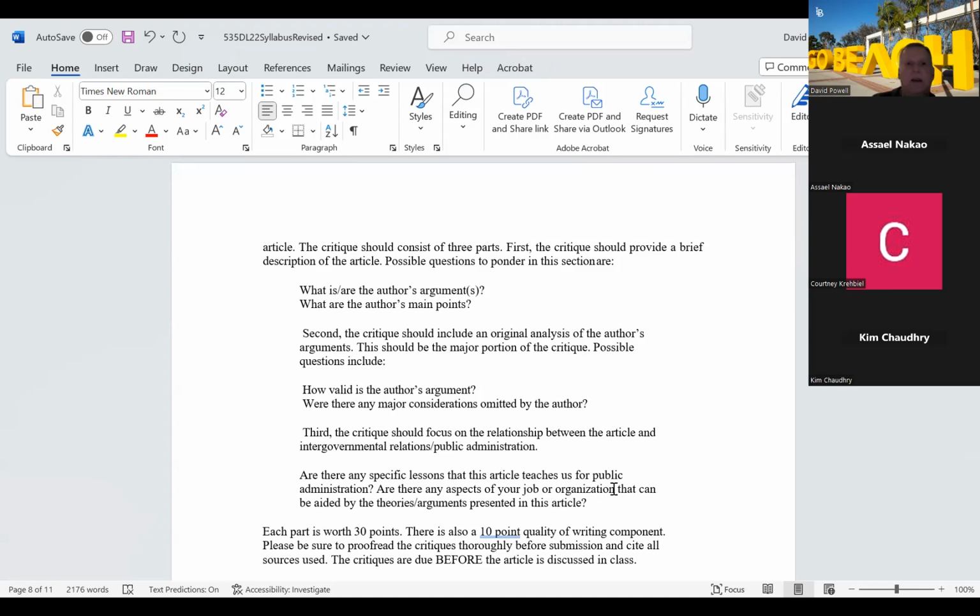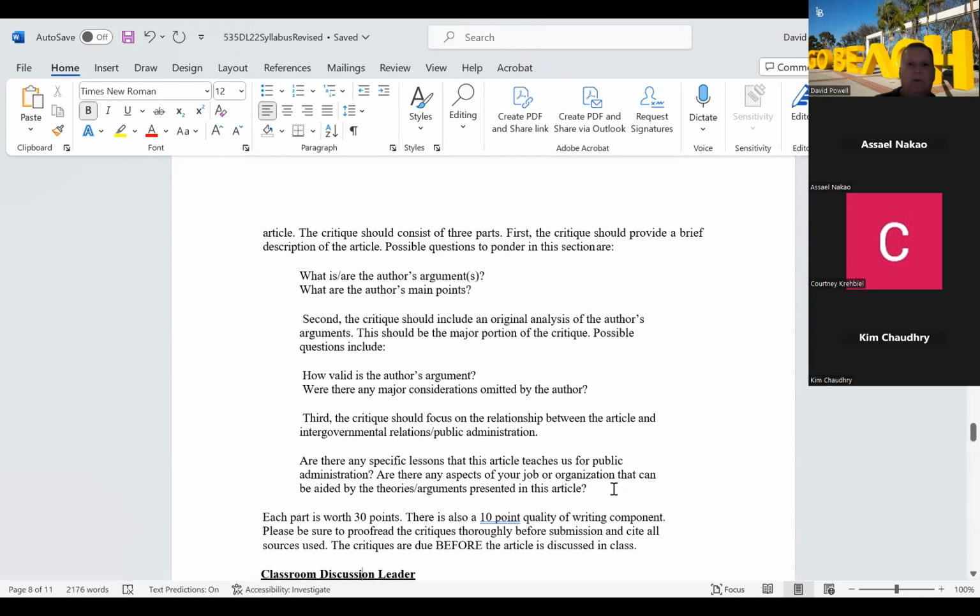Then the third part of the critique, you're going to be relating the article to intergovernmental relations and public administration. Are there any specific lessons the article teaches us for public administration, any aspects of your job or your organization that can be aided by the theories and arguments presented in the article? This is the so what question. My favorite question is so what? My favorite answer is it depends. Okay, so the author made these arguments, well, so what? What does that mean for our understanding of intergovernmental relations and or the field of public administration? Is there anything from this article that you can take with you to help you in your job or in your organization? That's finding that nexus between theory and practice.